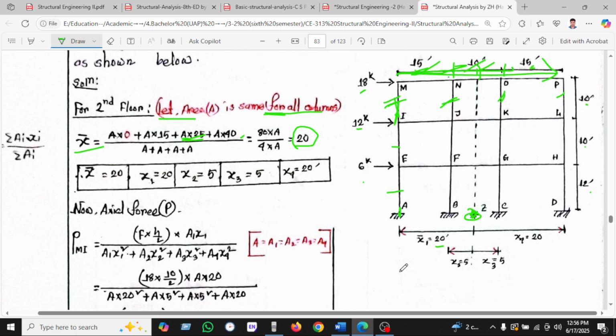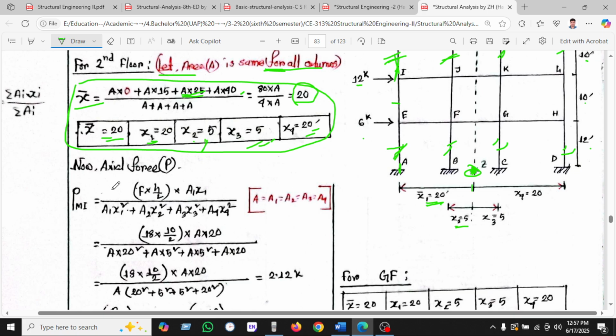Now if we get the distance of CG, then we can easily calculate from CG to the first column, which is X1, which is 20, as taken here. CG to the second column is the distance, which you can find is 5. This is X2, and X3 will be CG to the third column. CG to the last column will be X4, which is 20. So these are the main important values to find out: the CG and X1, X2, X3, X4.